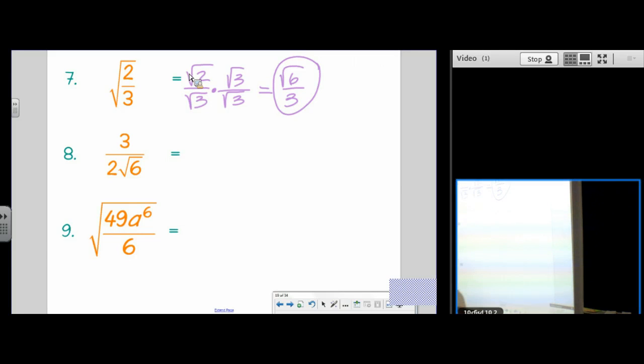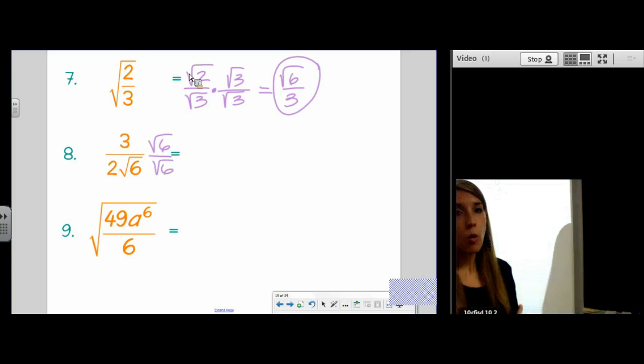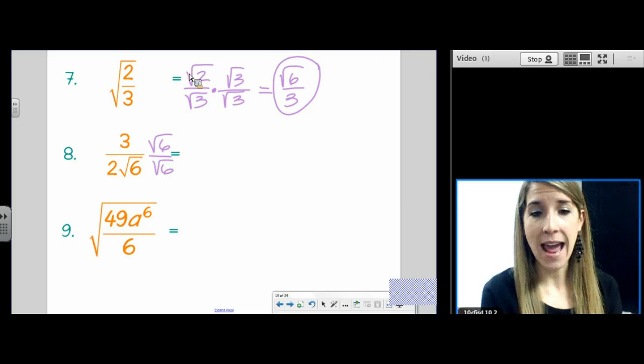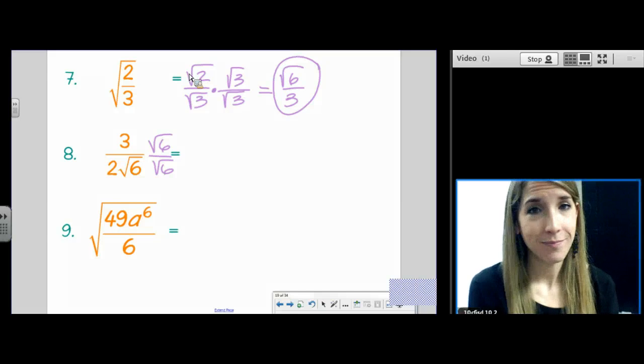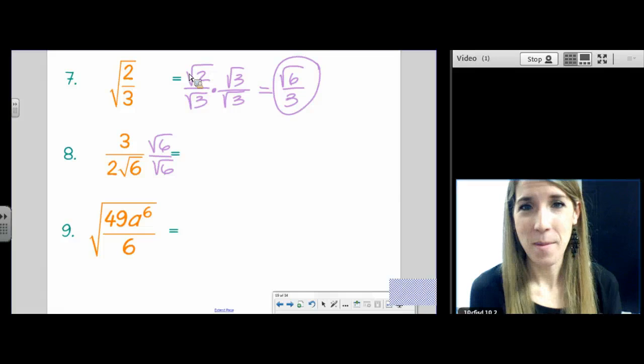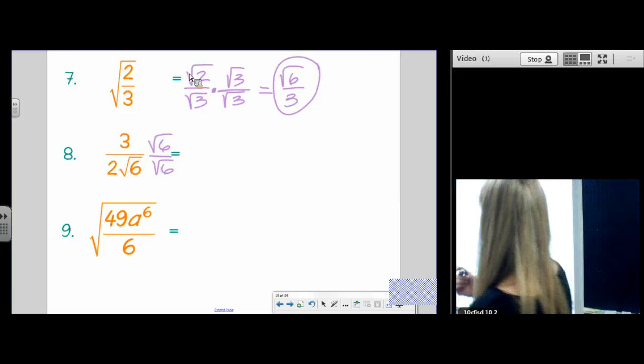Number 8. Some people get confused on number 8. Do I multiply the top and the bottom by 2 root 6? Or do I multiply the top and the bottom by root 6? You only multiply the top and the bottom by the radical in the denominator. If you multiply it by 2 root 6, you won't be wrong, but you'll just have to simplify way more at the end. And we don't want to do that, okay?